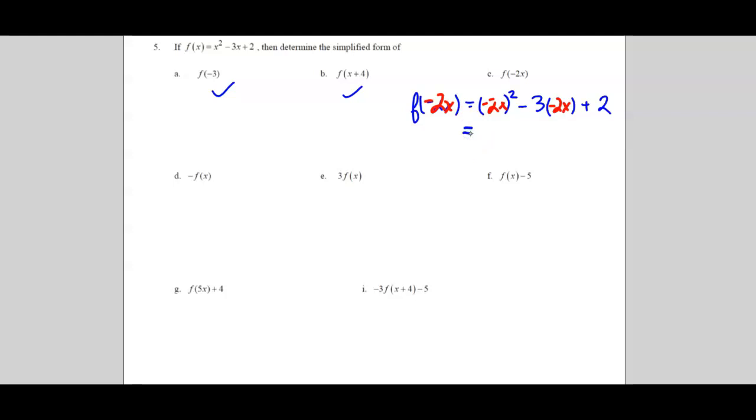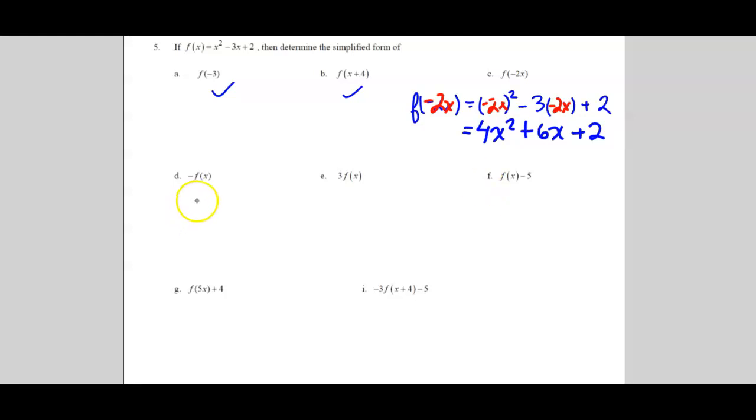Then that's your polynomial work from math 10. So negative 2x in brackets squared is positive 4x squared. If you gave me negative 4x squared, that gives me gray hair. So please do not. Okay? When you square a negative, you get positive. Then negative 3 times negative 2x is positive 6x. And nothing to do with the 2. There's no like terms. You leave it as is.